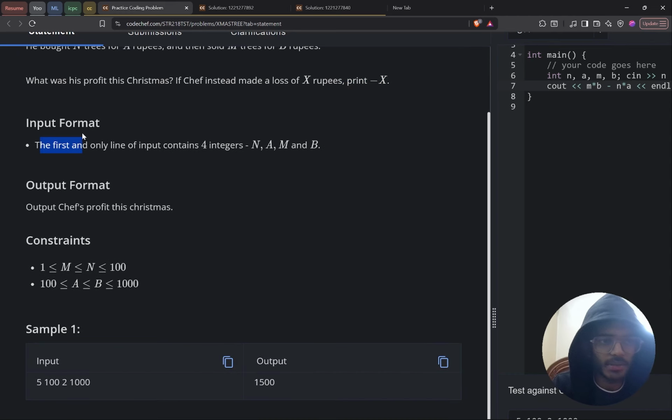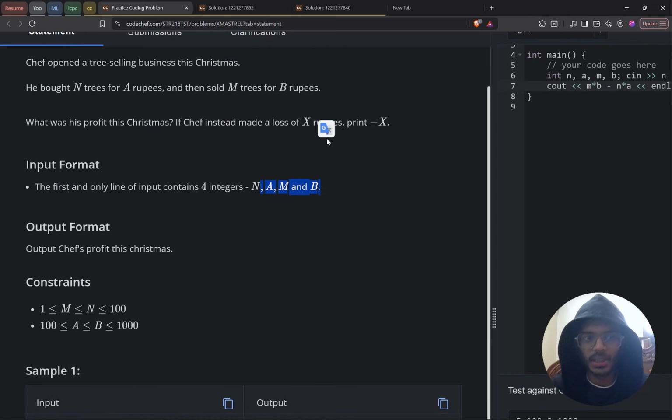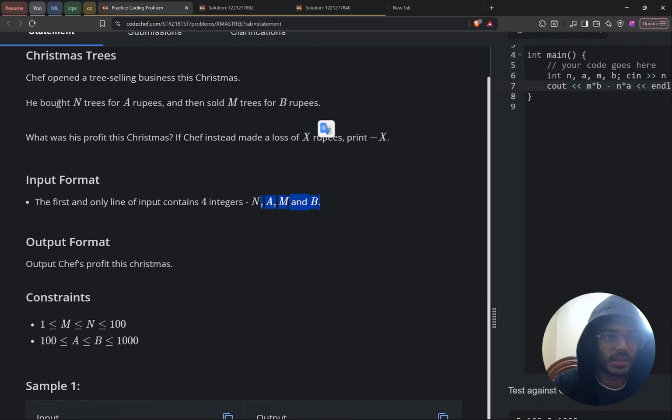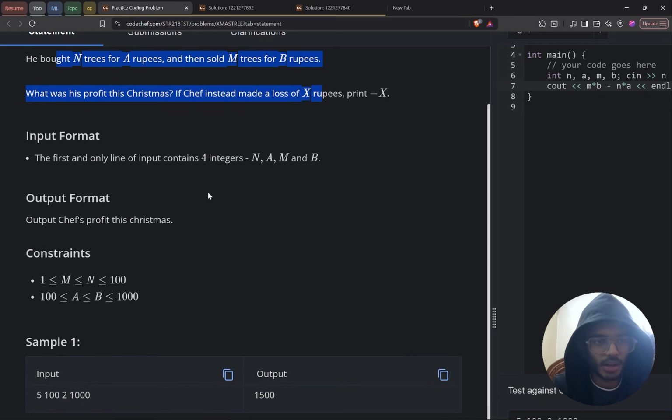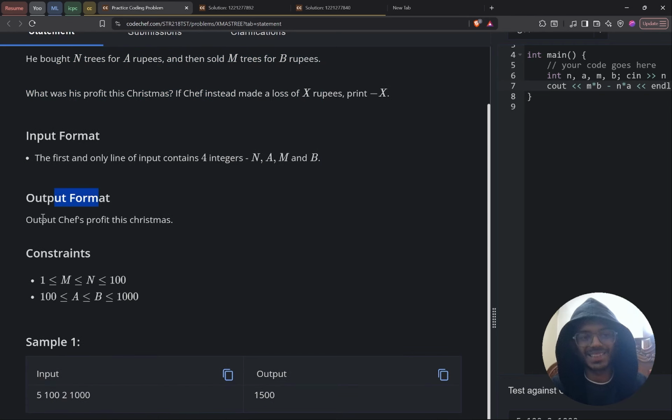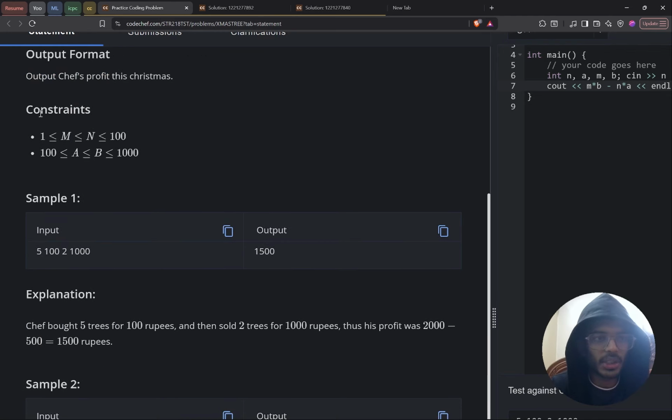Now, the input format will be given in a single line: four integers which represent n, a, m and b respectively, where n, m, a and b are defined in the question. Now in the output, we need to print in a single line the chef's profit or loss this Christmas. In the constraints, we are given that n, m will be between 1 and 100 and a, b will lie between 100 and 1000.